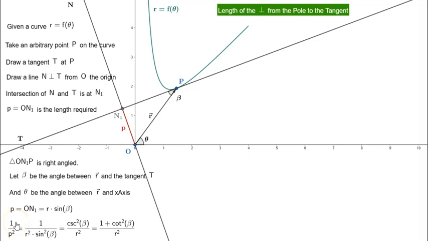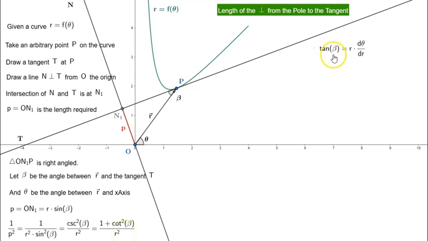So we square it on each side and then we take the reciprocal. So 1 by p squared is equal to 1 by r squared times sin squared beta. 1 by sin squared beta is cosec squared beta, and cosec squared beta is 1 plus cot squared beta. So now we have 1 by p squared is equal to (1 plus cot squared beta) by r squared.